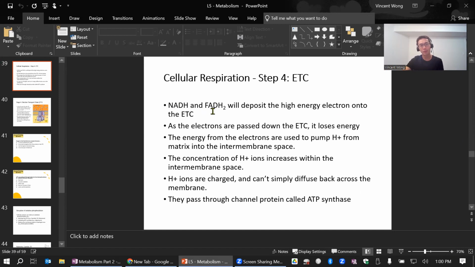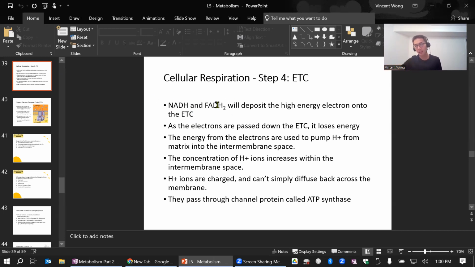NADH and FADH2 will deposit the high energy electron on the ETC. Okay, so ETC is just a bunch of proteins in the membrane, right? In the cristae. Where do these NADH and FADH2 come from? They came from the first 3 steps, right? Glycolysis, pyruvate oxidation, and Krebs cycle. Those are the steps where we are oxidizing glucose. We are removing electrons from it. We capture them. That's how we end up with all these things.